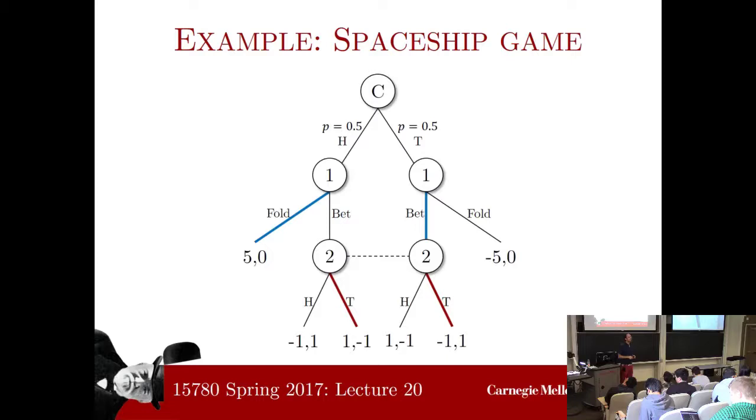If he chose heads, he would have to choose heads in both, and then the payoff for both would be different. But it wouldn't be in equilibrium, because he would want to deviate. Given that player 1 is playing this way, player 2 would prefer to play tails in that information set.